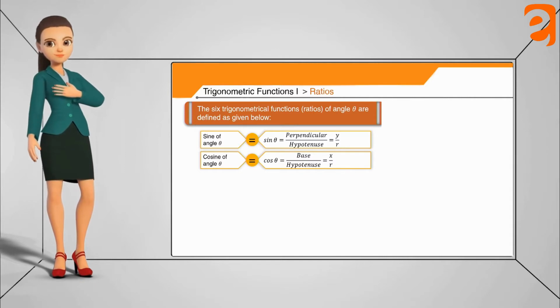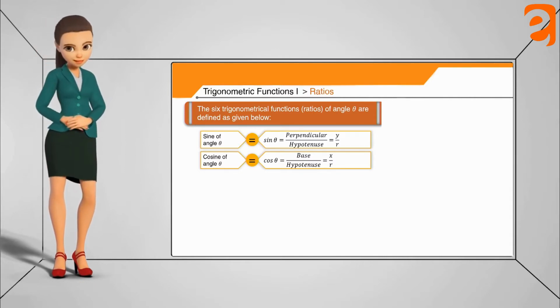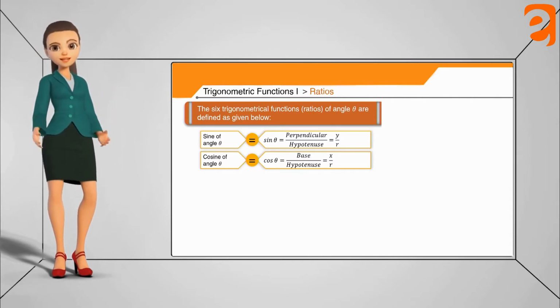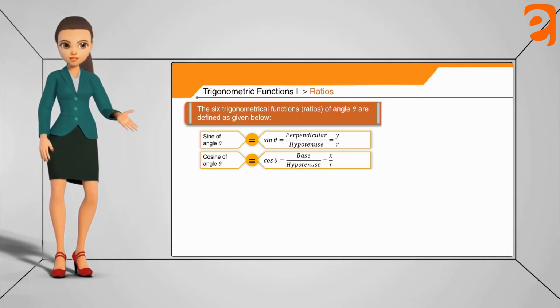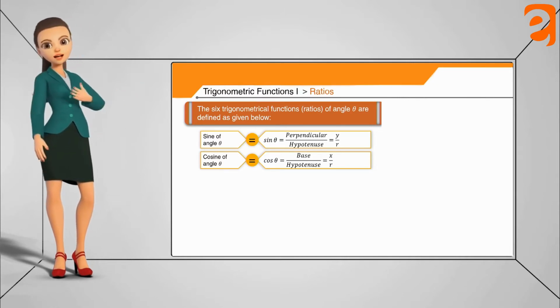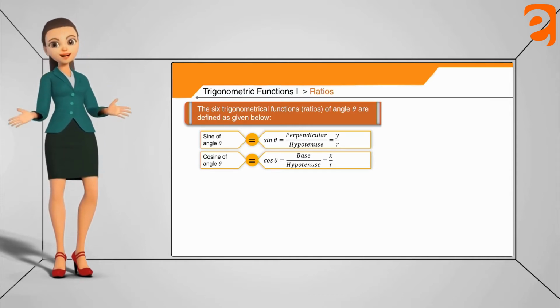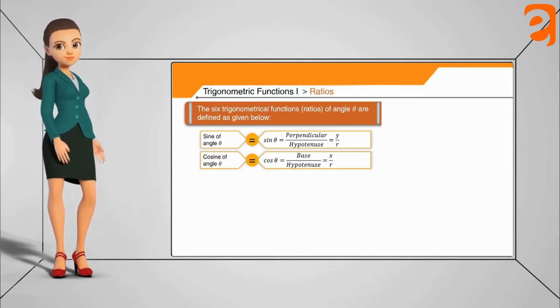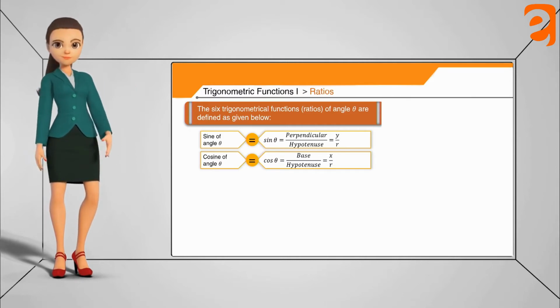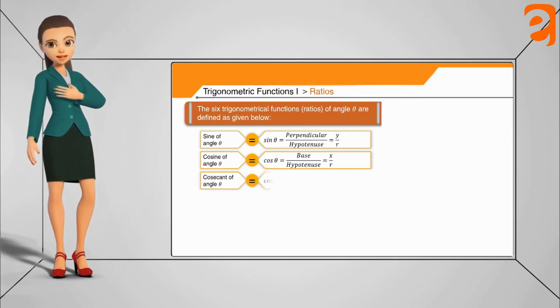Similarly, cos theta is defined as base by hypotenuse. Again, refer to that right angle triangle. In that right angle triangle, OM is the base and the distance from O to M is the value x. Hypotenuse is the same, the distance from O to P, so its value is R. So, this is x by R.